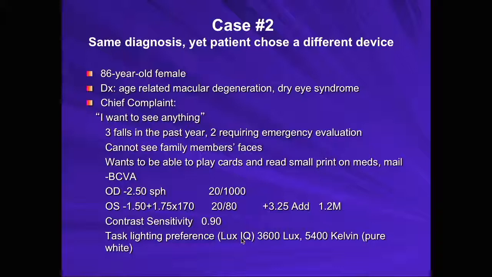Now she had 3 falls in the past year. We do ask our patients about falls because when the vision is impaired, you are more likely to trip, and there is a higher rate of falls, which can concern us. And this patient wanted to be able to do typical household things like playing cards, reading her medications, looking at her mail. And her best corrected vision was similar to our last gentleman at 20/80. And she had a little bit more of a reduction in contrast sensitivity. So for her, things looked a little blurry, but they also looked a bit faded. And her task lighting was also quite bright.